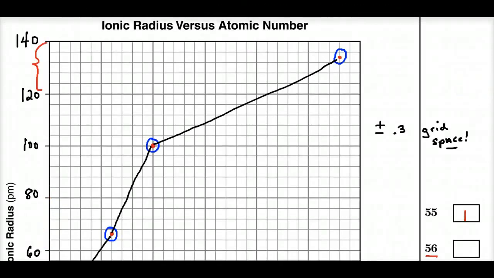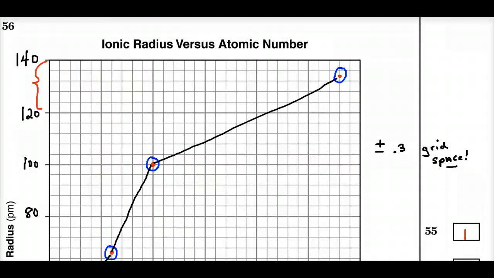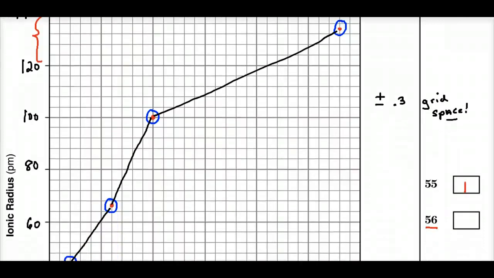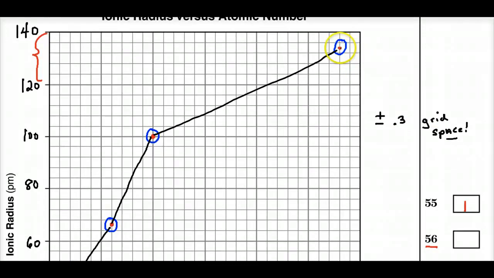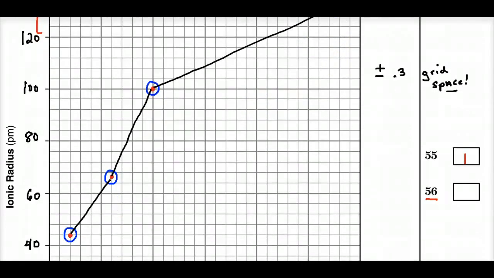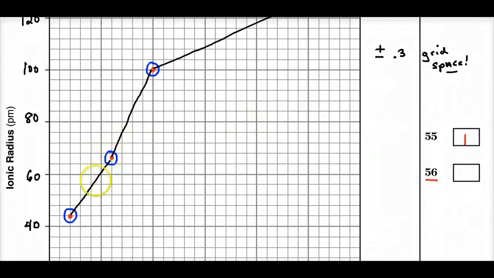Number 56 asks you to plot the data from the test onto this grid, and they asked you to circle your plots, your points, and connect the dots. To get a point, you have to make sure that your plot or your point is plus or minus 0.3 of the grid space. So make sure that you do a careful job of placing these points. Do not get sloppy and rush through this. You'll miss a nice easy point.